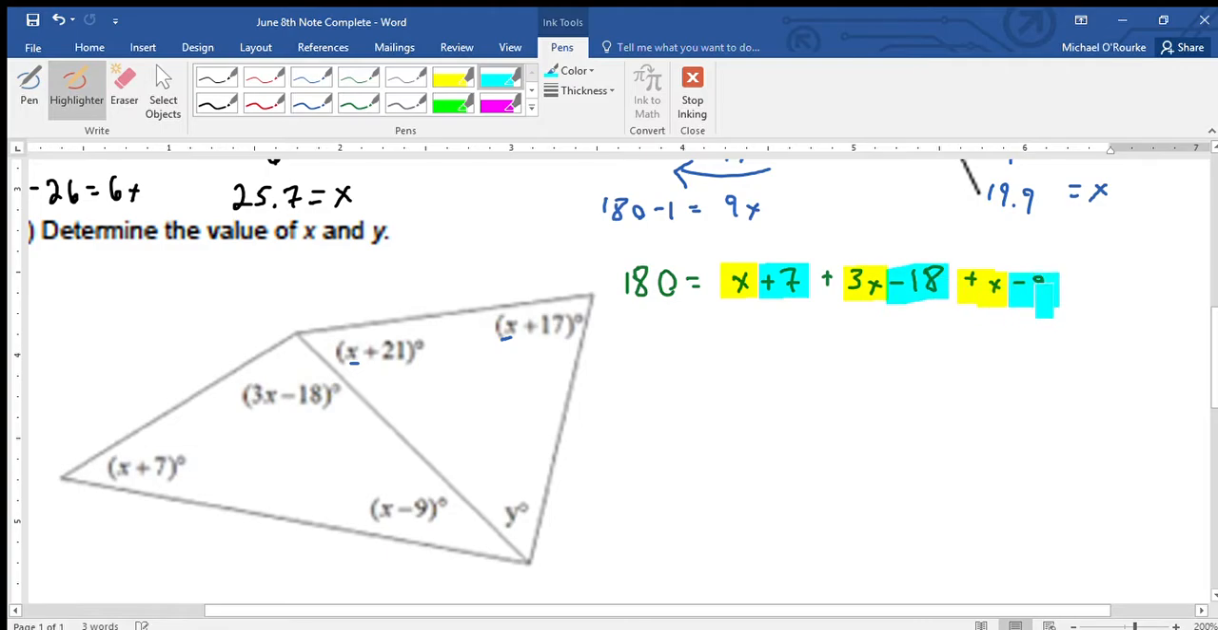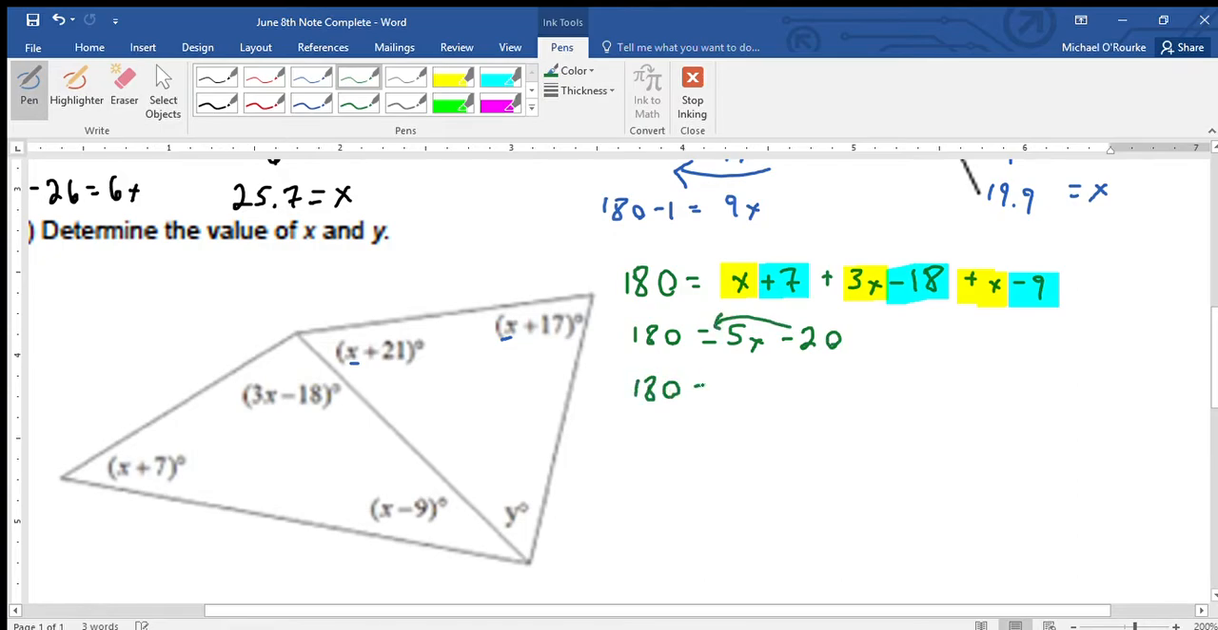And combine those up. So in this case we have 180 equals 4x, 5x. Then we're going to have, well, 18 and 7 equal 11, so it's going to be minus 20. We're going to move that over there.